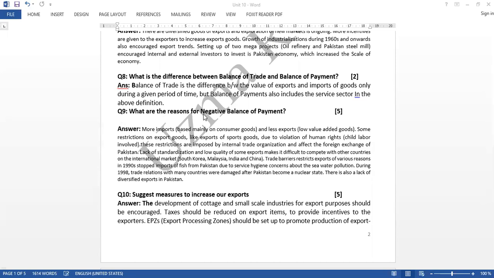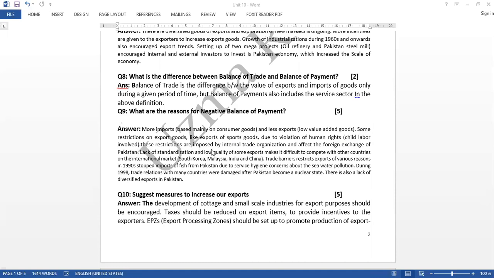Question is, what are the reasons for negative balance of payment? Answer is more imports based mainly on consumer goods and less exports, low value added goods. A second reason is some restrictions on export goods like exports of sports goods due to violation of human rights, child labor involved.